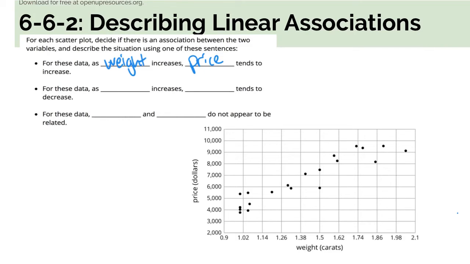Here, my line of best fit would look something like this. And the statement that makes the most sense is the first one. As the weight of the diamond increases, the price tends to increase. And here we have a positive slope on our line of best fit, and we would say that has a positive association.